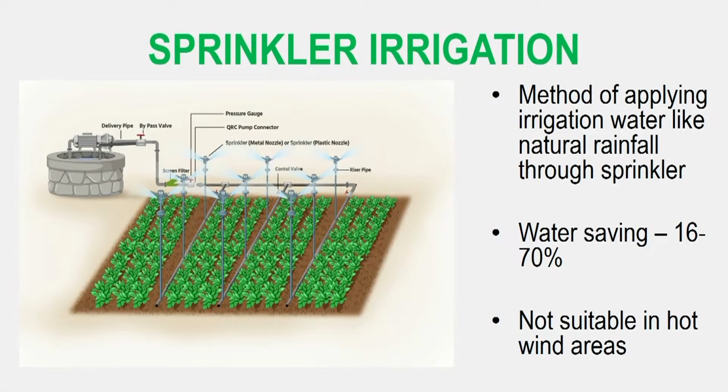Now next comes sprinkler irrigation. It is the method of applying irrigation water like natural rainfall with the help of a sprinkler. Here a higher amount of water saving can be done, up to 70% of water can be saved through this sprinkler irrigation method. This method is not suitable for hot or windy areas, because due to high evaporative demand, the applied water may be evaporated into the atmosphere.